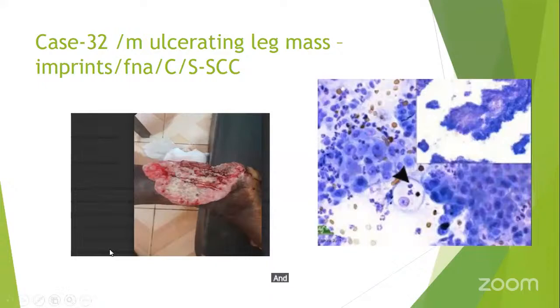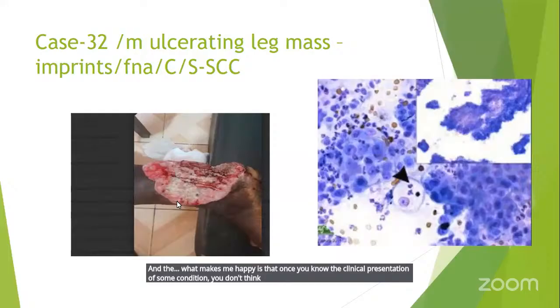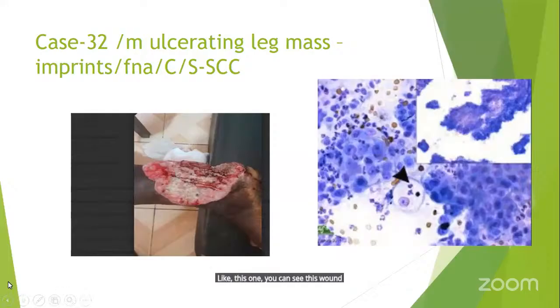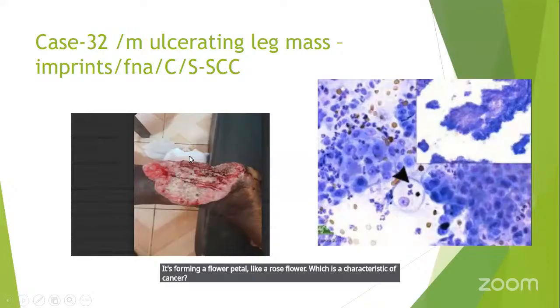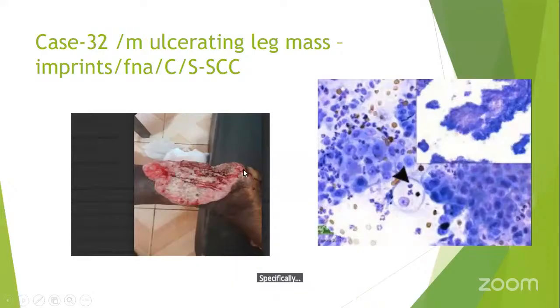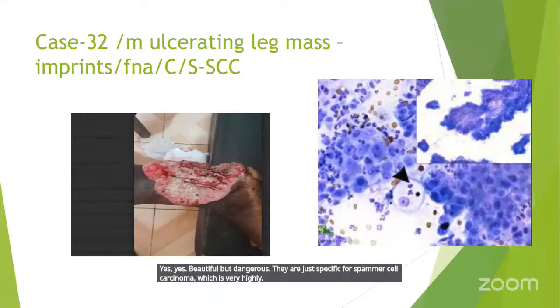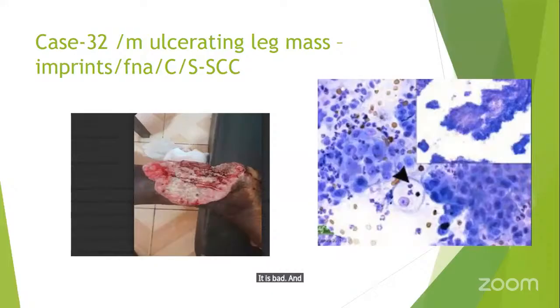And what makes me happy is that once you know the clinical presentation of some condition, you don't think big, because like this one, you can see this wound is very specific. It's forming a flower pattern, like a rose flower, which is characteristic of cancer, specifically squamous cell carcinoma. Then we do cytology on this wound, FNA and imprints, then we get these clear cells. Beautiful but dangerous. They are specific for squamous cell carcinoma, which is very bad. And the patient was managed well.